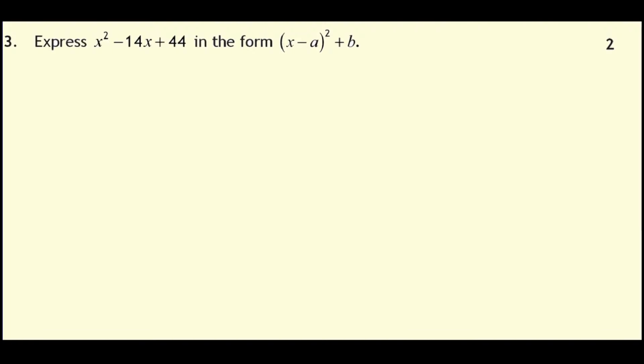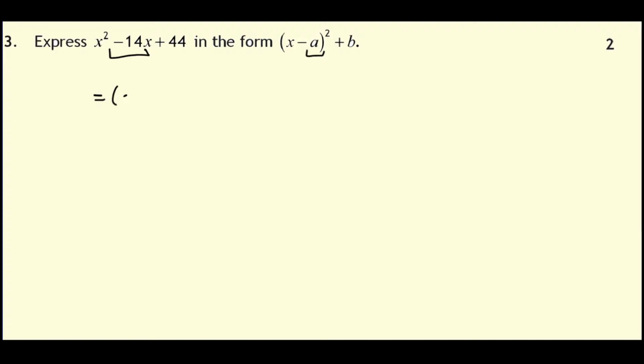Question number 3 is asking us to change a quadratic or a trinomial into the completed square format. The value we're most interested in is the coefficient of x, so the number in front of x, that's minus 14, and that's going to help us with the a value. So what we're going to do is half this number. So in the bracket it's going to be x minus, well, half of 14 would be 7.